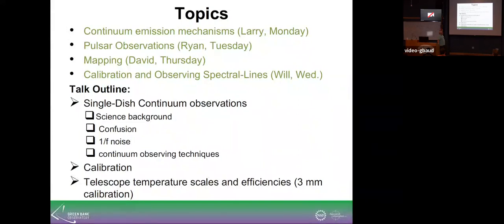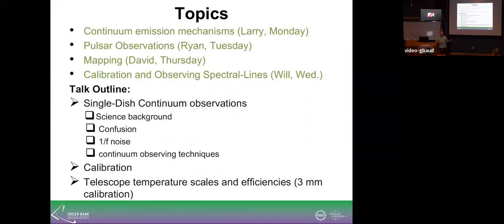So I'm going to give a little bit of background, just a little science show and tell with continuum. Talk about confusion, 1 over f noise, different continuum observing techniques, and get into some calibration. And then as an aside, this could be spectral line as well, I'm going to go into the temperature scales and efficiencies. A lot of times in radio astronomy, you just talk about aperture efficiency. In my group, we're measuring, in principle, the aperture efficiency of the 20-meter, but we have a lot of efficiencies, especially in millimeter astronomy.